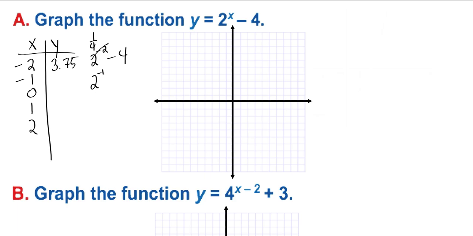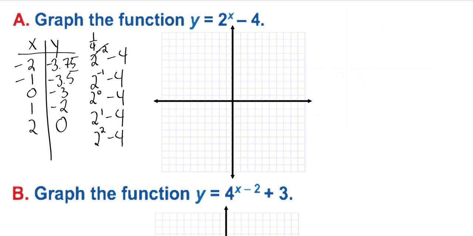Next one, 2 to the negative 1 minus 4. So that's 1/2 minus 4. Oops, and these are negatives. So negative 3.5. And then 2 to the 0 minus 4. That's a 1 minus 4, so that's negative 3. 2 to the 1 minus 4, that's 2 minus 4, so that is a negative 2. And then 2 squared minus 4, that's 4 minus 4. So we get a 0.